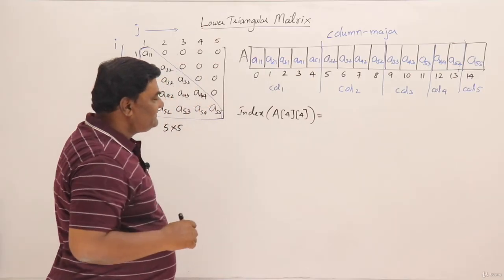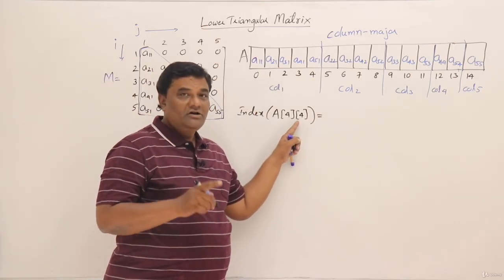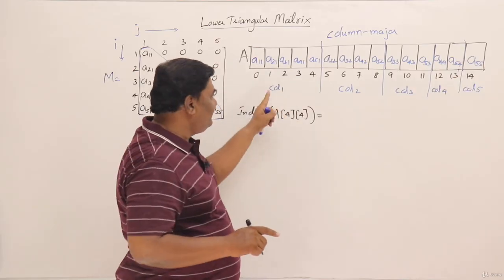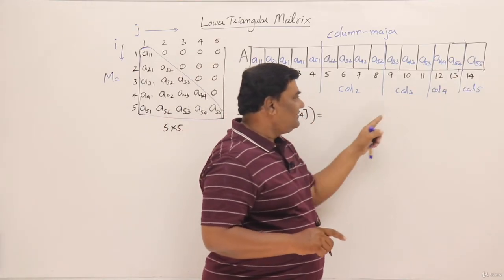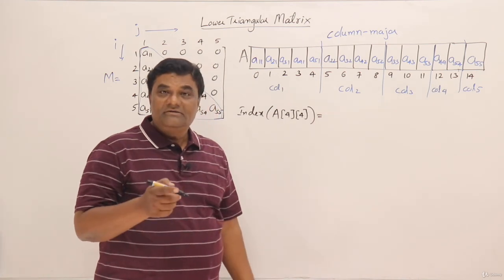How to get the index? So first, check for the column. The column is 4th, so I have to go to the 4th column. So 4th column means I should skip how many columns? 3 columns. 3 columns I should skip.